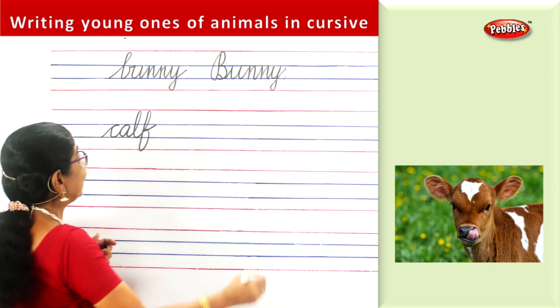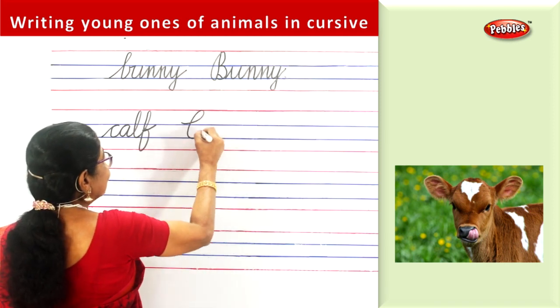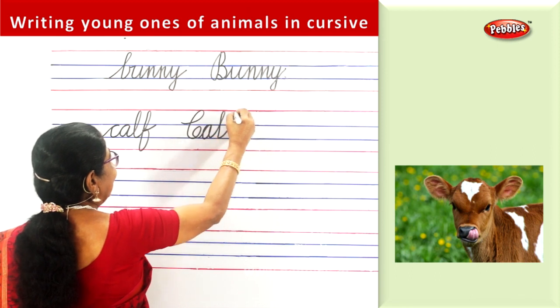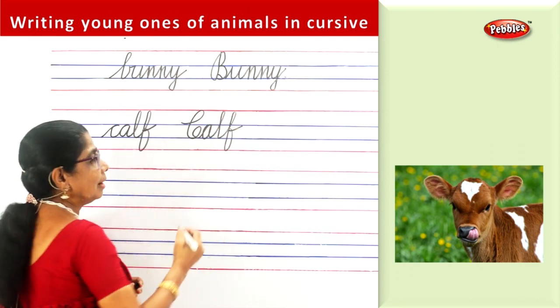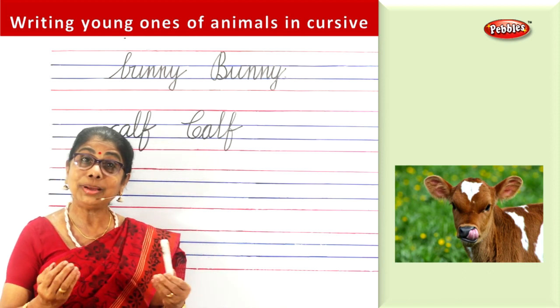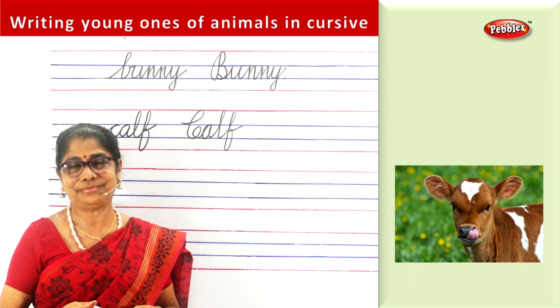Let's write C capital. C-A-L-F. Calf. The young one of a cow is called a calf.